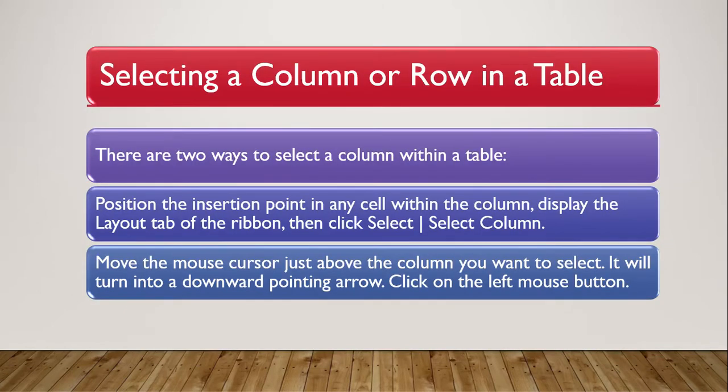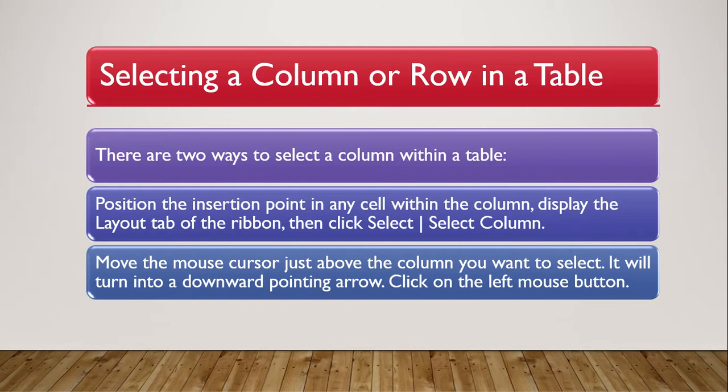Selecting a column or row in a table. There are two ways to select a column within a table. Position the insertion point in any cell within the column. Display the layout tab of the ribbon. Then click select, and then select column.